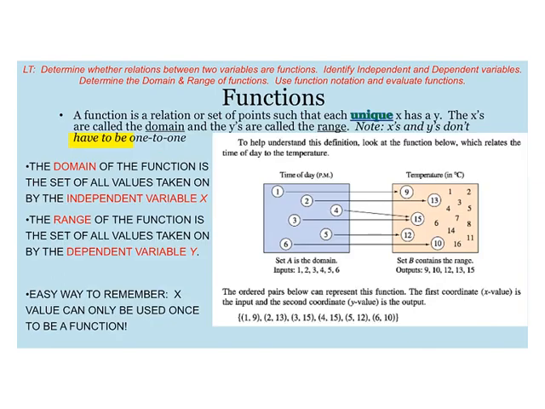The other word that's in that learning target is a function. A function is a relation that has a unique x and a y value. The x's are called the domain and the y's are called the range. Note the x's and y's don't have to be one-to-one. We'll talk about one-to-one later on at the very end of today's lesson, but I really want us to focus in on the definition of a function.